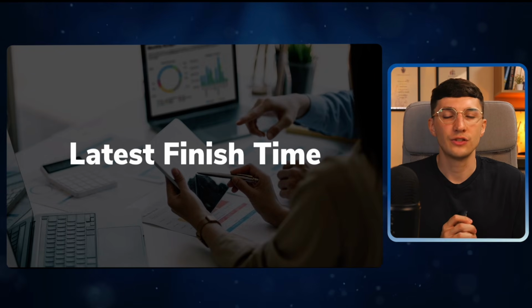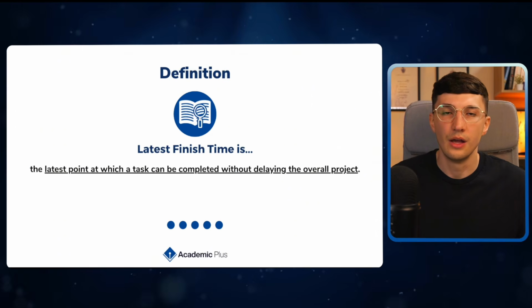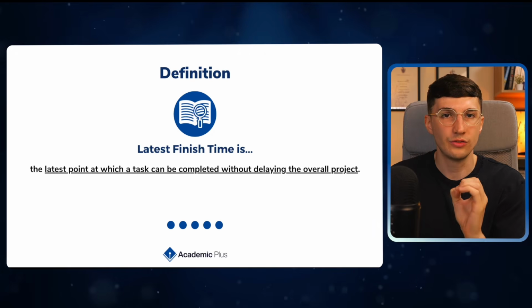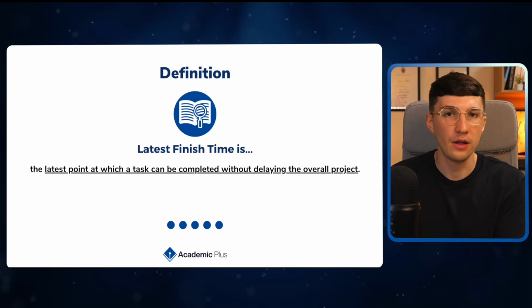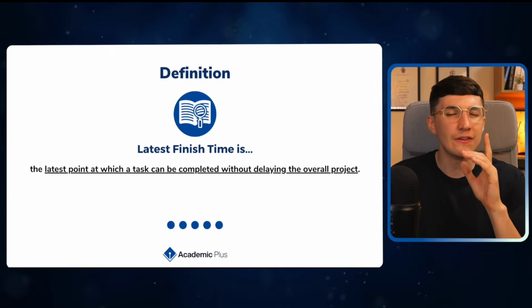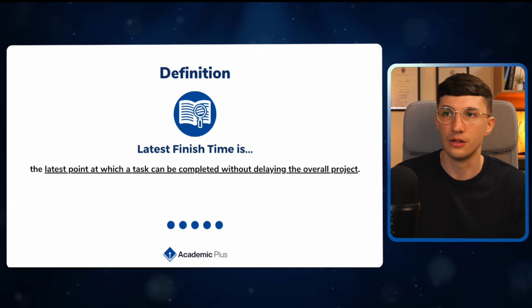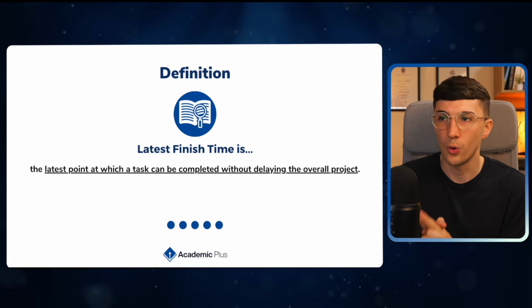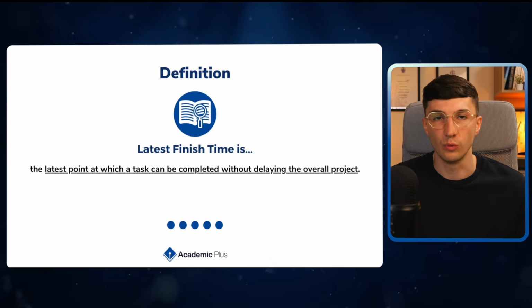Now, the latest finish time, this works a little bit differently. But first of all, let's define what we mean. All we mean by a latest finish time is the latest point in time that a certain task or activity has to be completed by, because if it is delayed even by a single day, the entire project would therefore be delayed. So to go over that definition, the latest finish time is the latest point at which a task can be completed without delaying the overall project.